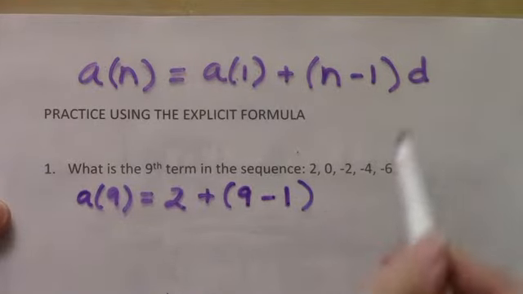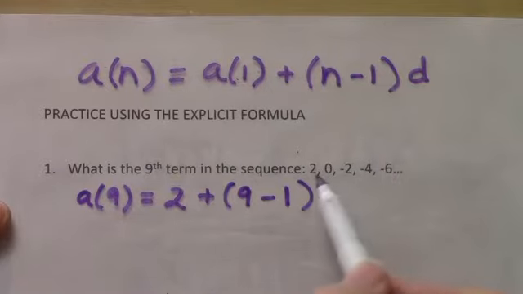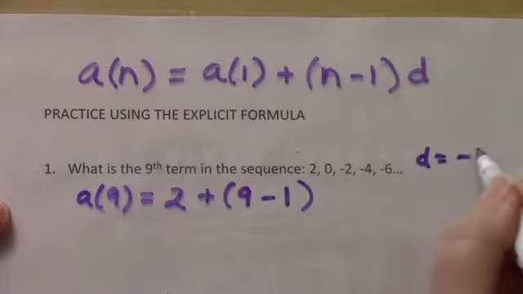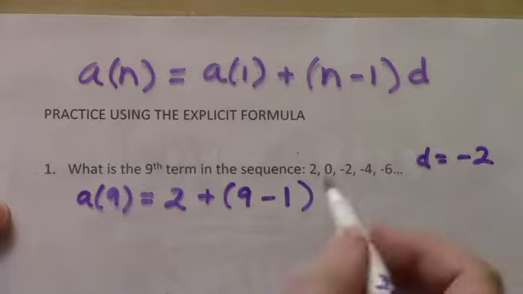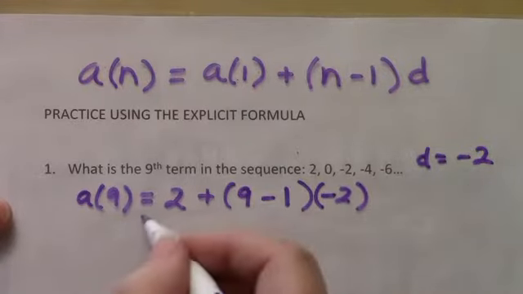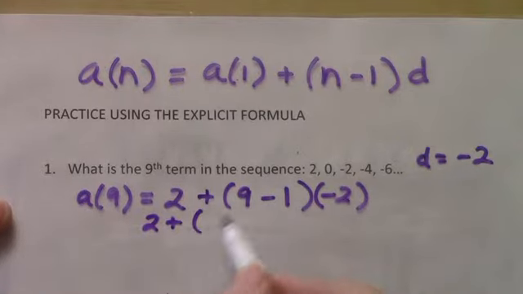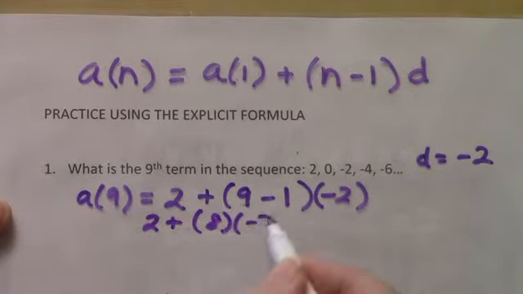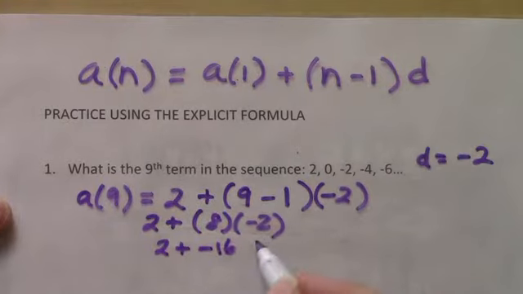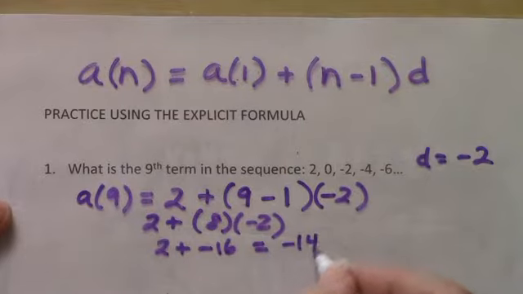What is our difference in this sequence? Let's take a look. 2 down to 0, down to negative 2, negative 4. It looks like we are subtracting 2. That means we're going to multiply by negative 2, and let's see what we get. We get 2 plus 9 minus 1 is 8 times negative 2. What does that equal? 8 times negative 2 is negative 16. 2 plus a negative 16 is negative 14.